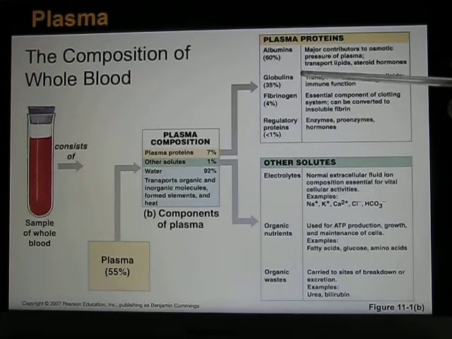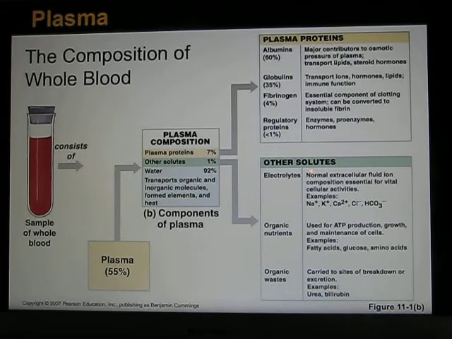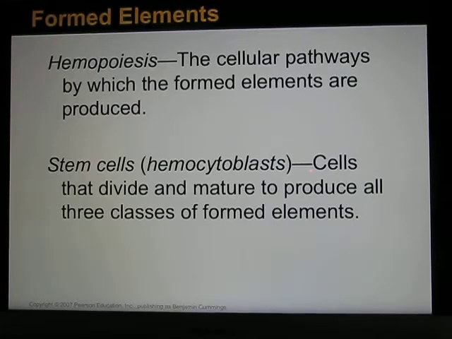And globulin, that's the immune function. So when you got immune shot, that's this one. And the process to produce red blood cell is called the hemopoiesis.